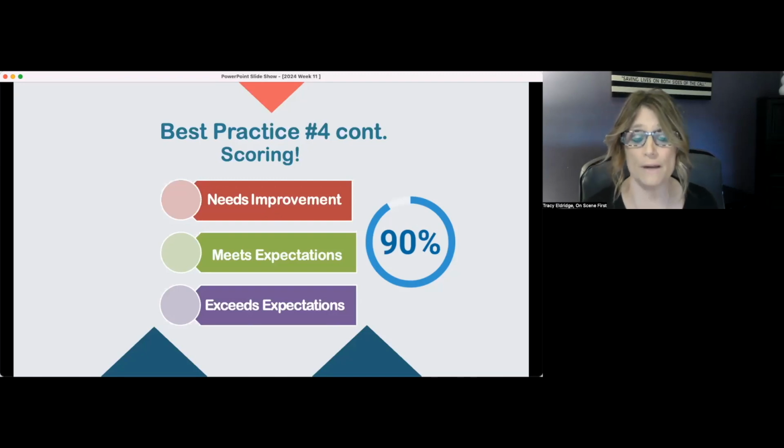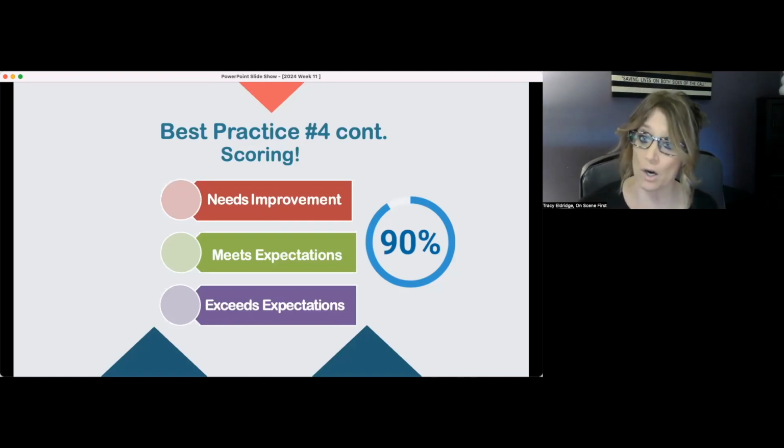Very rarely should folks expect to get exceeds expectations. Exceeds expectations is going to fall into that halo effect, and I'll explain that in just a little bit. Doing the job as predicted is meets expectations.